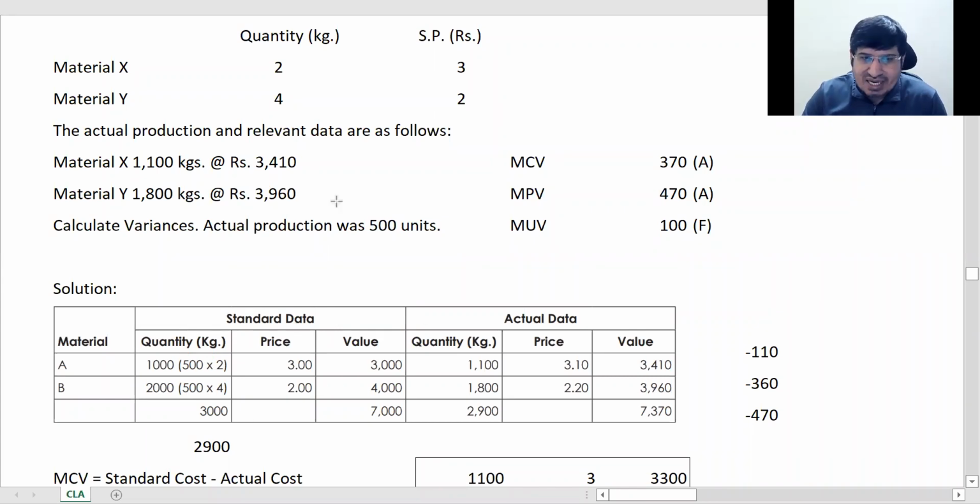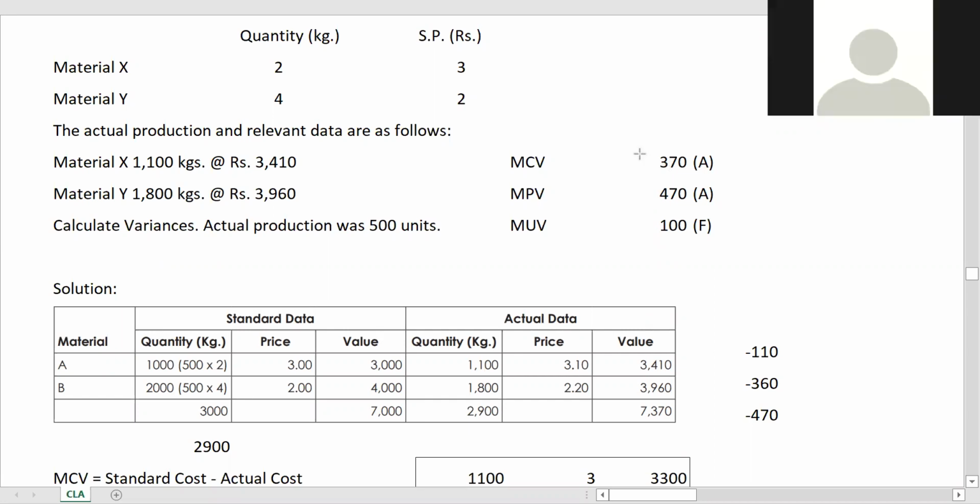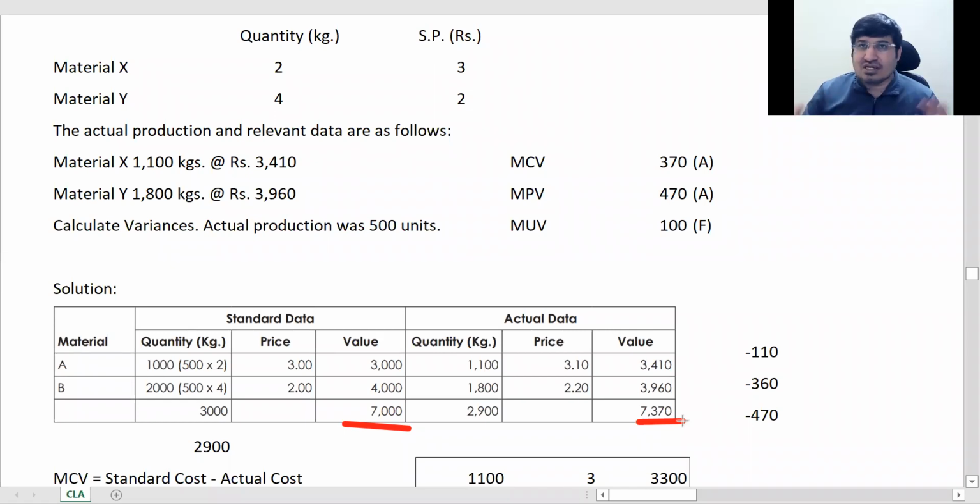Now we already had the actuals here. It's given already, right? Only rate had to be calculated. We calculated by 3410 upon 1100. In both cases we did like that. Here 3960 upon 1800. This is how we got the rate, and we got both the tables. The cost variance we found out directly. 7000 minus 7370. We got 370. Okay, cost variance was this minus this. This is the total variance.